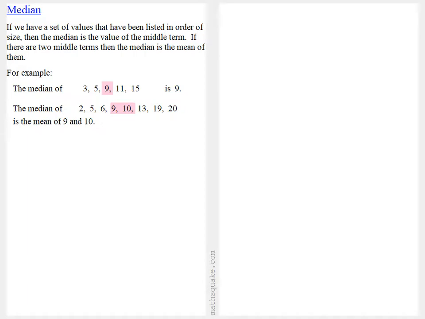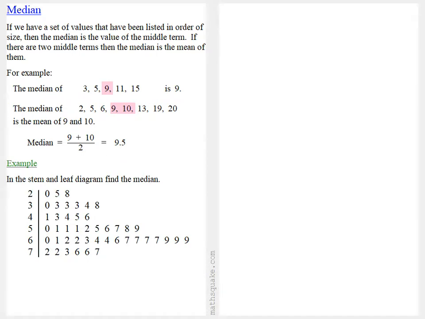9 and 10 are the two middle numbers. So the median is (9 + 10) / 2, which is 9.5. Let's have a look at an example.